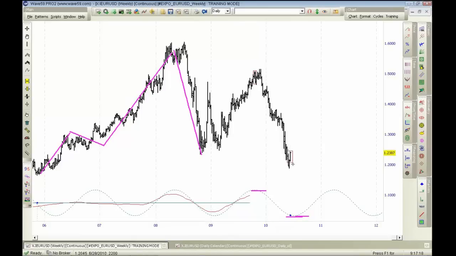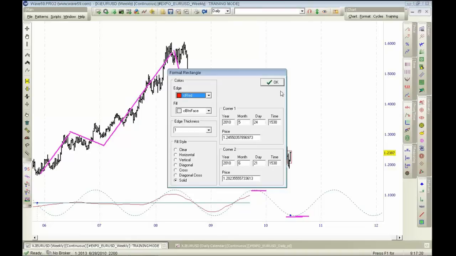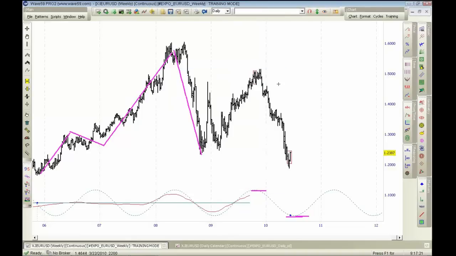So this would be the situation to close the short and go long again. And you can see the next upturn is projected into the second quarter of 2011 for this cycle, which I just marked on the chart.